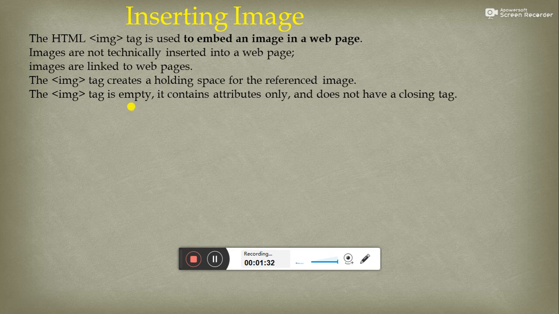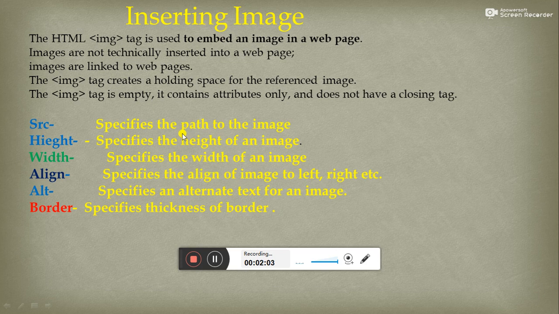I think all of you know very well that there are two types of tag. One is an empty tag and the second one is a container tag. So the IMG tag is an empty tag. Empty tag means that it contains attributes and does not have a closing tag. That's why the IMG tag is called an empty tag. Now listen to some attributes of the IMG tag.